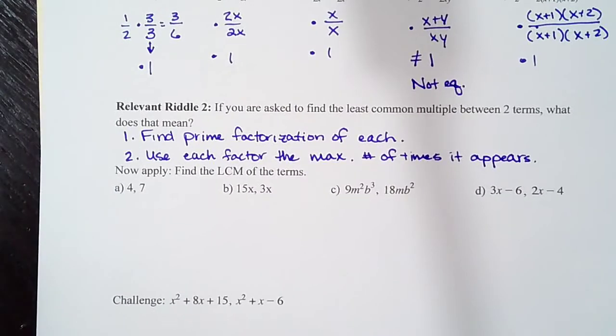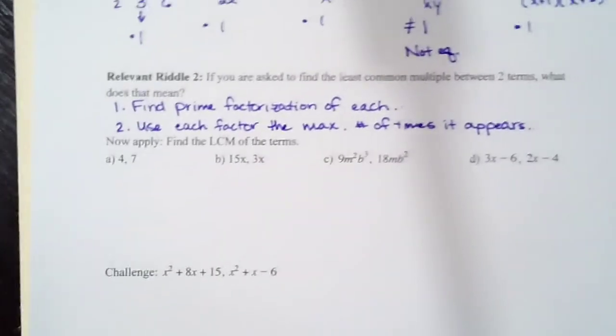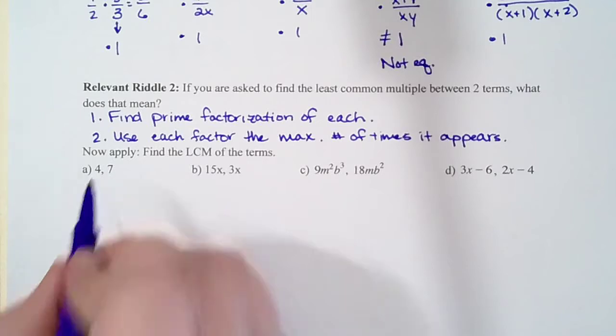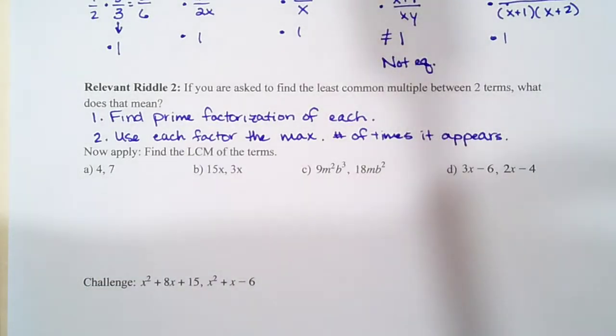So if I give you the numbers 4 and 7 and I ask you, what is the least common multiple of these? You're going to start thinking, well, 4 times 2 is 8, and that doesn't have anything in common with 7.